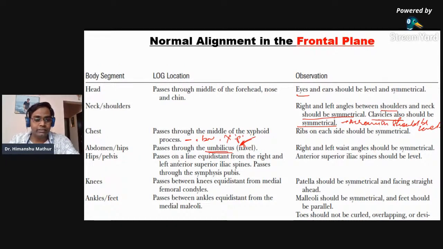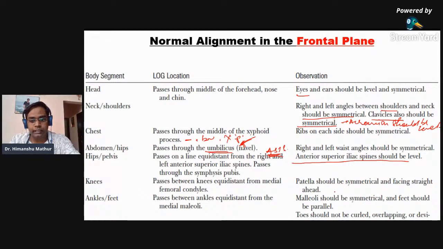For the hip and pelvis, it passes exactly equidistant from the ASIS, and it crosses the pubic symphysis, as we have talked about yesterday. Now, the anterior superior iliac spine should be at level, because this can tell you about upslip, downslip of the pelvis, right? Or if there is significant tilting of the whole pelvic complex, it can tell you about that. Now, the knees: it passes exactly between both the femoral condyles, exactly between.